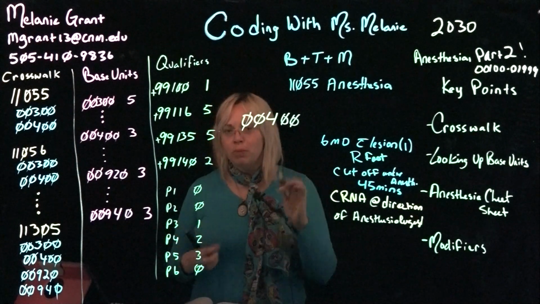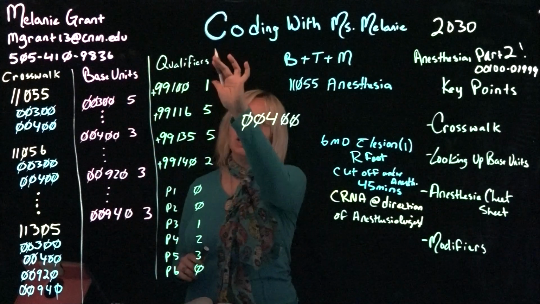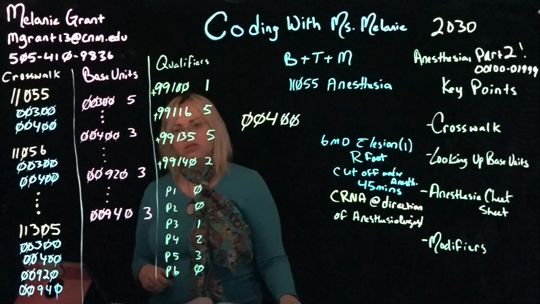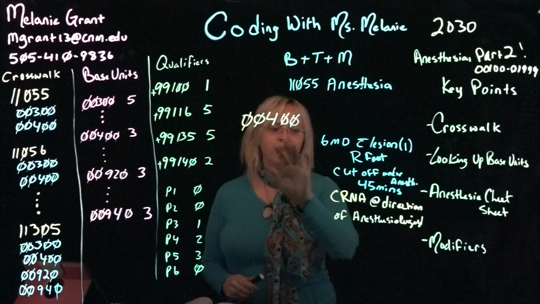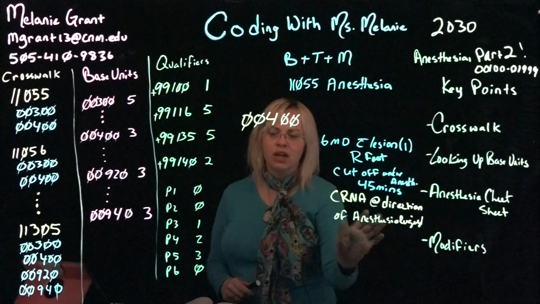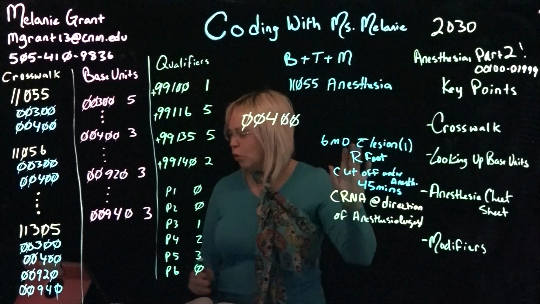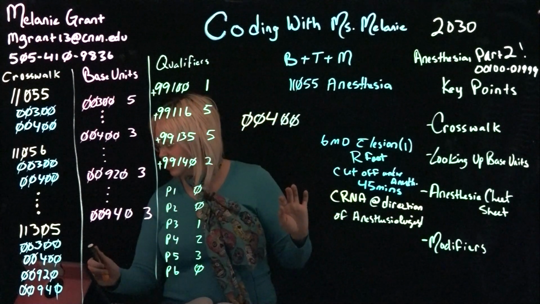I like to start with modifiers first and then go back to base units. So we're going to pause on base units for a minute and let's talk about qualifiers and modifiers. Okay? The first thing you want to know is that anesthesia always has two modifiers. A modifier for who provided the anesthesia and a modifier for the patient's status. These are your P modifiers or your Q, G, and A modifiers for the procedure itself.